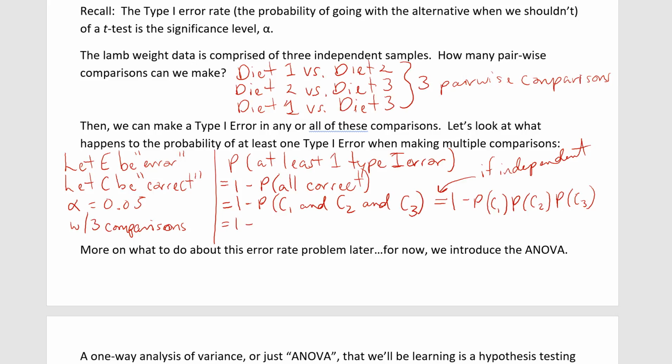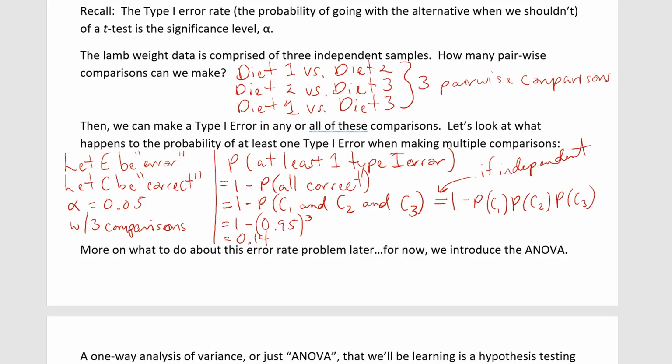So if we assume that independence holds, which is fine for example's sake, then it's 1 minus the probability of being correct on the first. Now, what's the probability of making a type 1 error? 0.05. So what's the probability of being correct in that way? 0.95. The probability of being correct on the second is 0.95, and the third is 0.95. So it's 1 minus 0.95 cubed, which ends up being 0.14. So with just 3 pairwise comparisons, the chance of making at least one type 1 error is 14%, which is really high. So you can imagine what happens when we get even more pairwise comparisons.